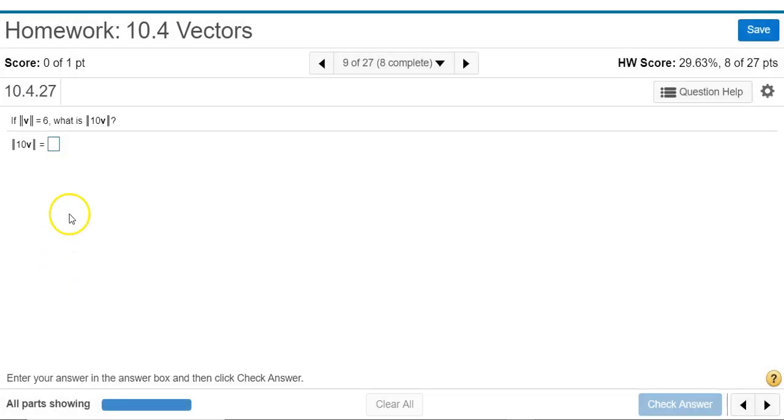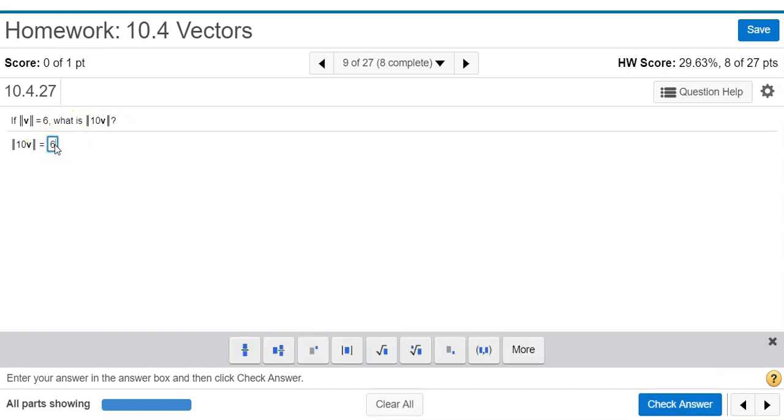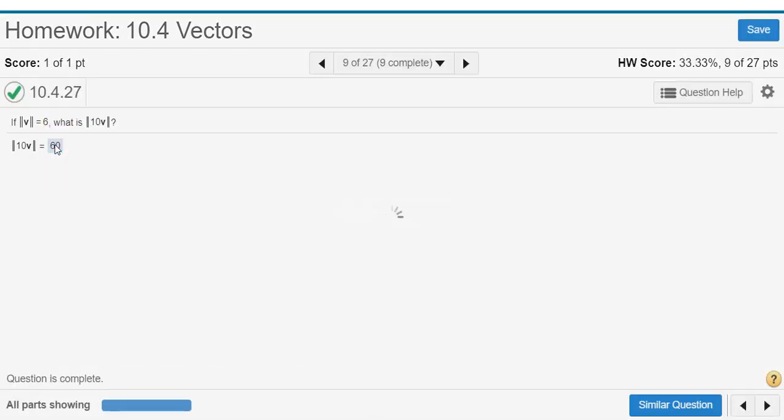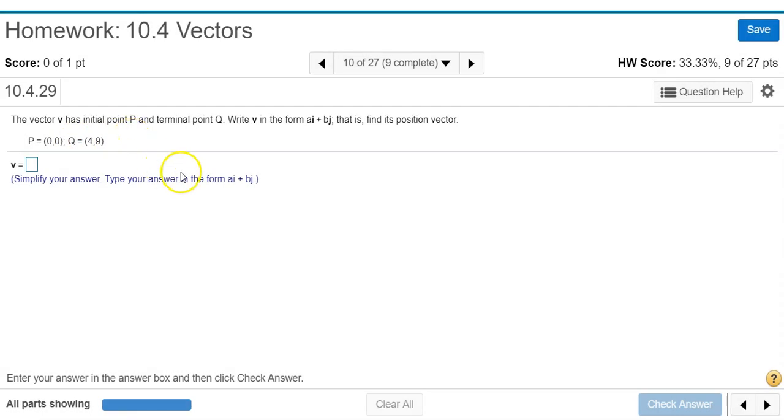So we're going to be switching over to the paper soon, but this one is simple enough to just explain here. If you have the magnitude of a vector and it equals 6, well, if you do 10 times that vector, then that will just give you 60. And now we're going to be switching over to the paper in the next video.